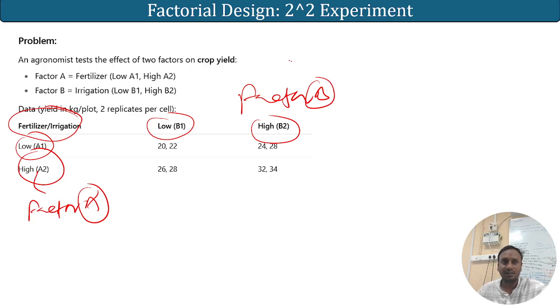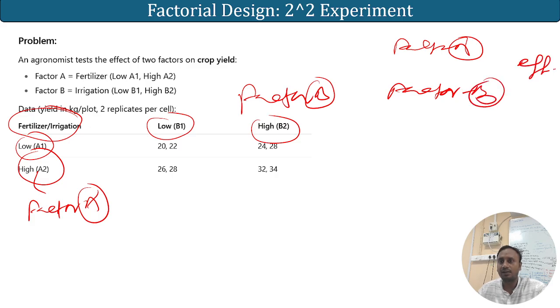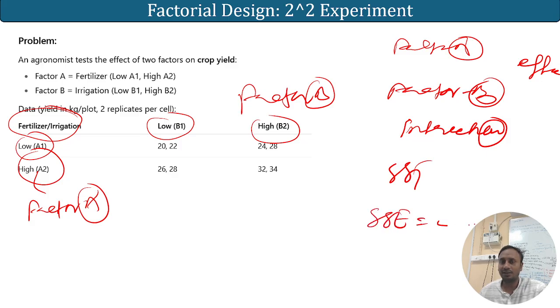So now you have to calculate the factor A effect, factor B effect, then the interaction, then SST, then we'll be able to calculate the SSE, then we'll go ahead. So I think it will be okay. Yes, sir.